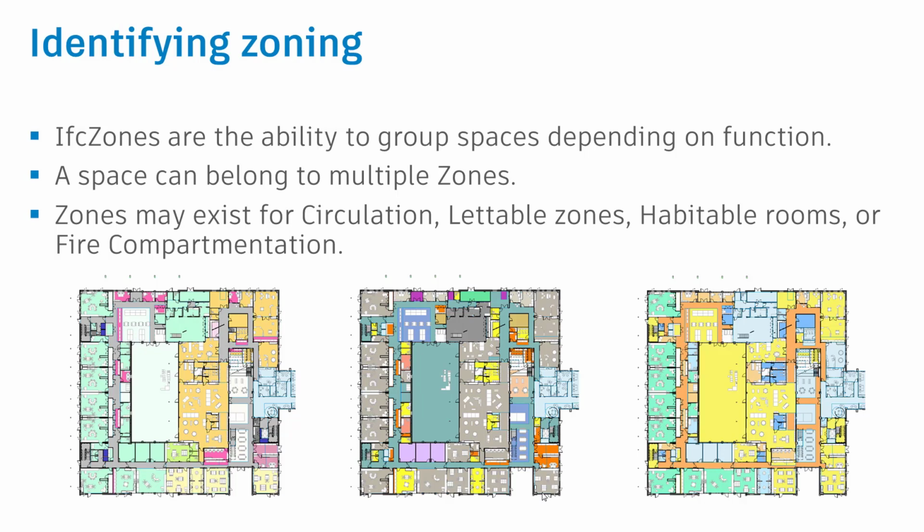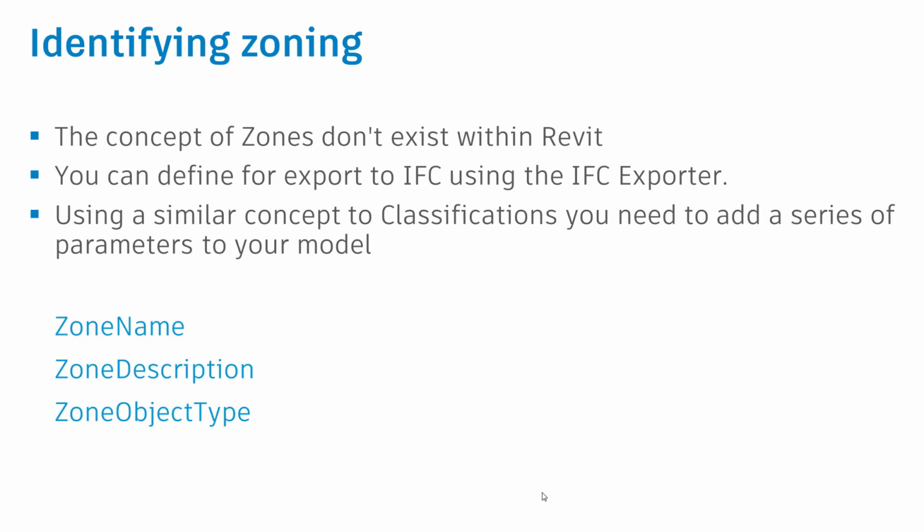And this sort of information is very key for your facilities managers. They might want to group spaces depending on which ones are classrooms or educational spaces, or which are front of house, back of house if you're dealing with retail, that sort of thing. As I said, the concept of zones doesn't exist inside Revit, but using the IFC exporter you can define some. In a similar way, it's about adding some parameters to your project: zone name, zone description, and zone object type.